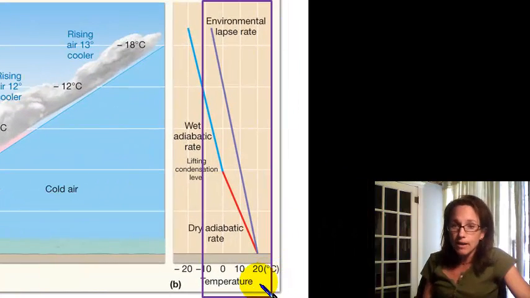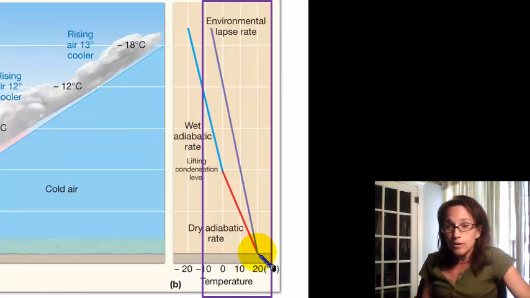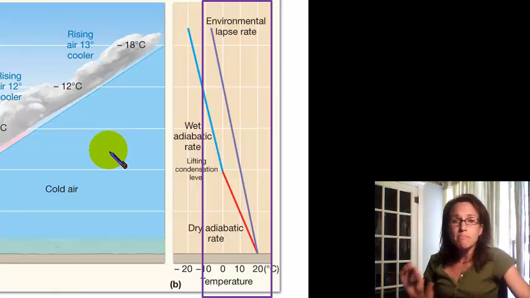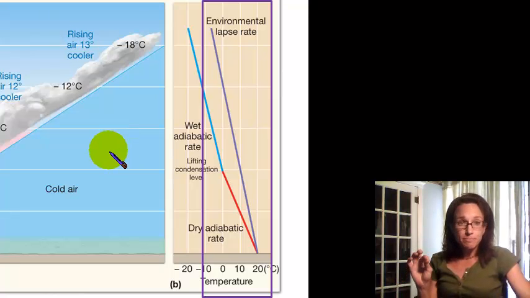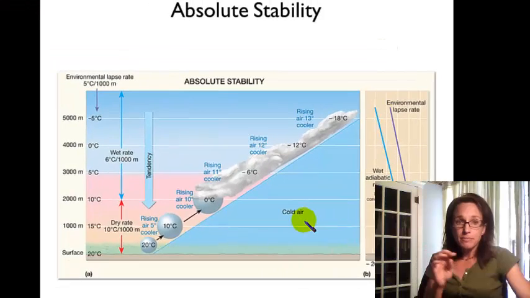We can plot that on the graph over here. We have temperature on the x-axis, and we start at the surface, and then as we go up in elevation, the temperature decreases. So that's our environmental lapse rate, the actual measured temperature in the atmosphere.